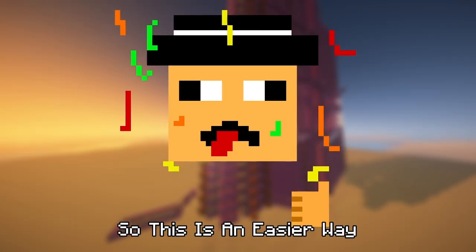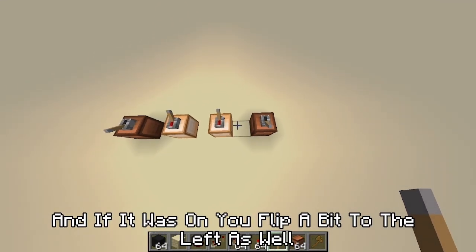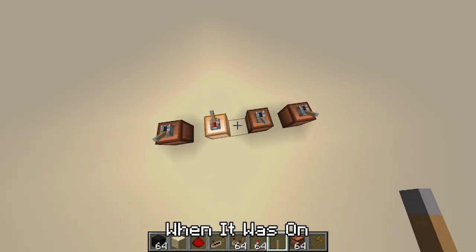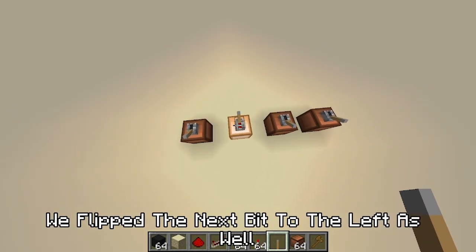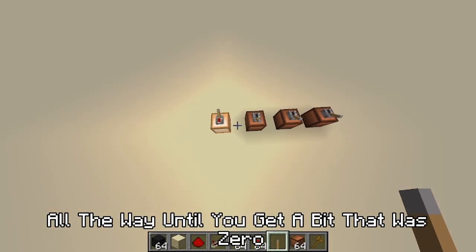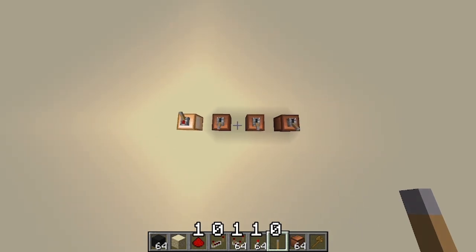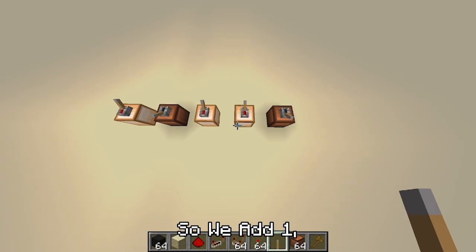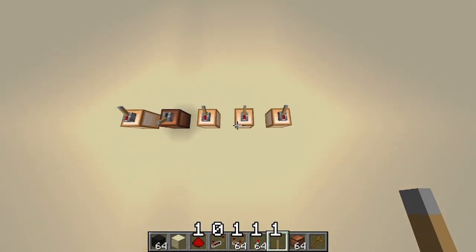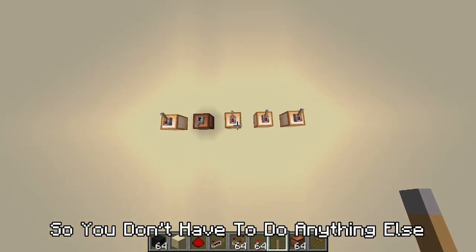It's a bit complicated to do it right now, so this is an easier way. We flip only the rightmost bit. And if it was on, we flip the next bit to the left as well. When that was on, we flip the next bit to the left as well, all the way until you get a bit that was 0. Now let's try this with 1, 0, 1, 1, 0. We flip the rightmost bit: 1, 0, 1, 1, 1. And it was a 0, so you don't have to do anything else.